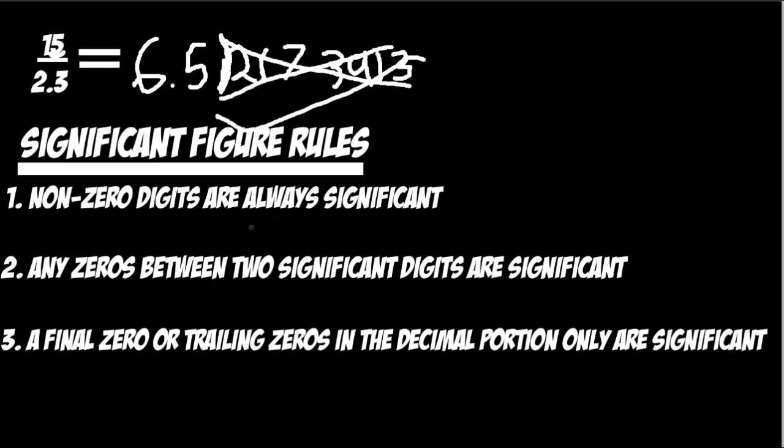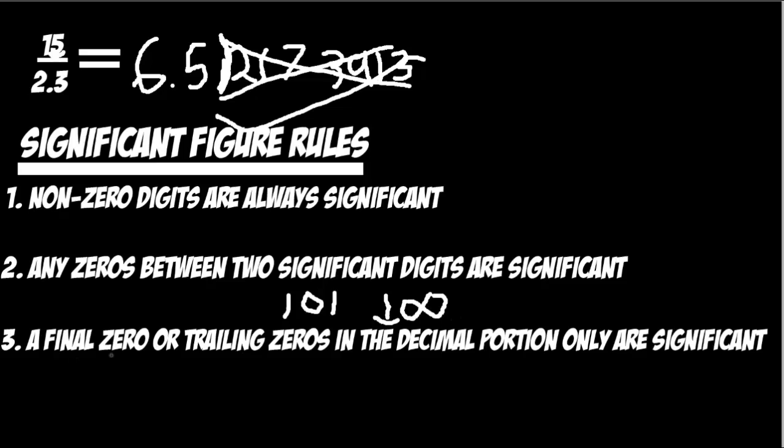But to go into the specific rules, the first one is non-zero digits are always significant. As I showed up here, any number besides 0 is going to be a significant figure, and you have to include that. Number 2 is any zeros between two significant digits are significant. So if you have 101, you have 3 sig figs. But say if you just had 100, all you're going to have is 1 sig fig right here, because both these zeros are not significant.